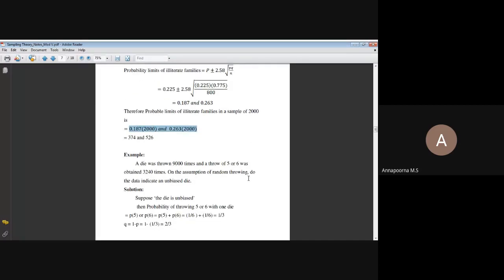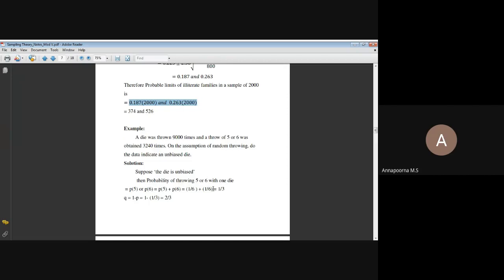See here. A die was thrown 9,000 times and a throw of 5 or 6 was obtained 3,240 times. So on the assumption of random throwing, do the data indicate an unbiased die? Here also the hypothesis is the die is unbiased. Let us see whether this hypothesis is true or false.